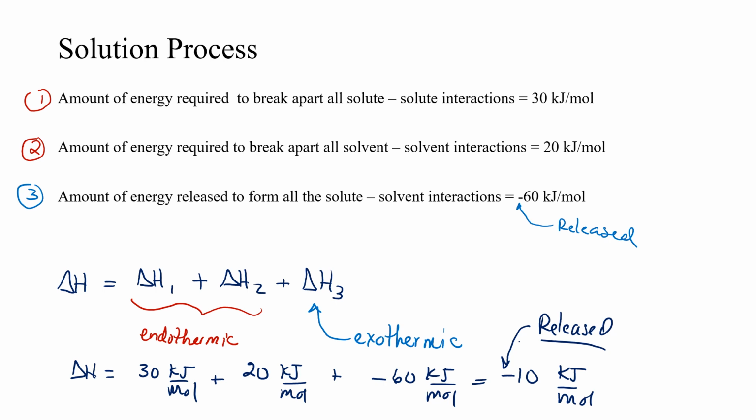So this process actually happens. You will get a solution when these are your numerical values for the delta H, the amount of energy that is absorbed and released. You have a net amount of energy that has been released, which means that the interactions between solute and solvent, right? You actually get energy when those interactions are being formed. Or in other words, the amount of energy that is absorbed to break apart the solute-solute and the solvent-solvent interactions is less than the amount of energy that is released when the solvent-solute interactions are being formed.